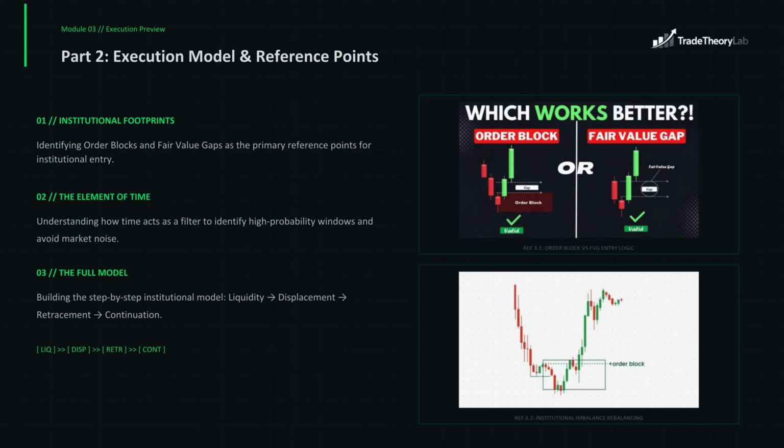In part 2, we will move from the why to the how. We will take these foundational concepts and turn them into a working model for execution. We will learn to identify the exact candles where institutions are placing their orders. We will learn how to use time as a filter to avoid the noise and focus on the high probability windows. We will learn how to manage risk not as a defensive measure, but as a core part of our institutional strategy.